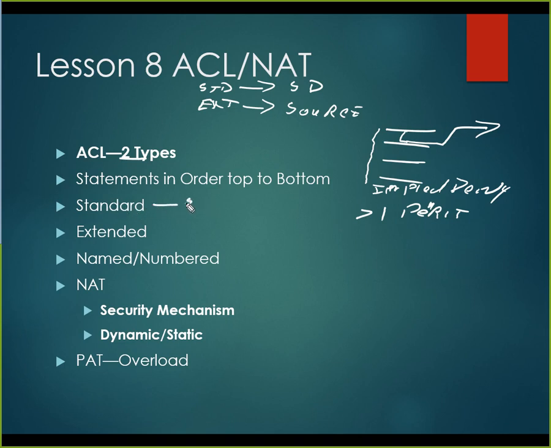The standard was the source IP only. And the extended, which we will again talk about later, we have the source and destination IP as well as the ports that we can use in here. We had named and numbered. Named is easier to keep track of. Name is to keep track of what it's used for.